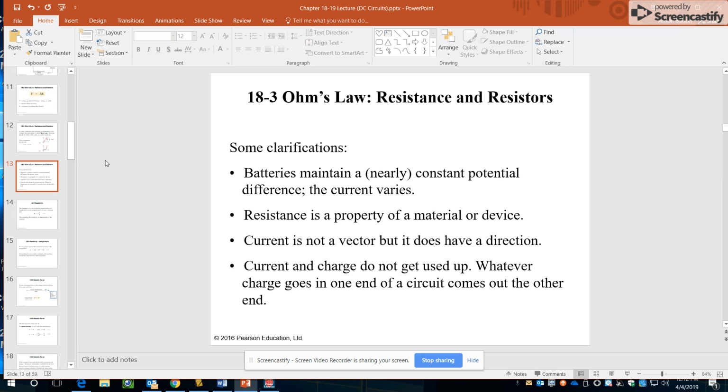Current is not a vector, but it does have a direction. So it's not a vector, but we do sometimes concern ourselves with the direction of current, especially if we're working with something like a diode. Current and charge do not get used up. That would be a sort of measurement of energy, and we know that charge is conserved. So whatever charge goes in one end of a circuit comes out the other end.